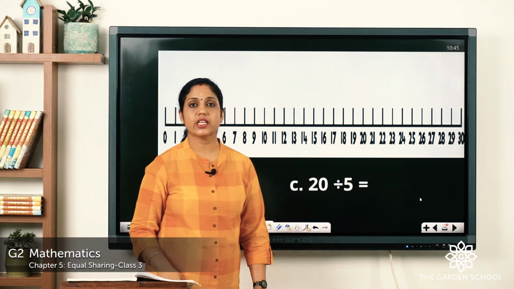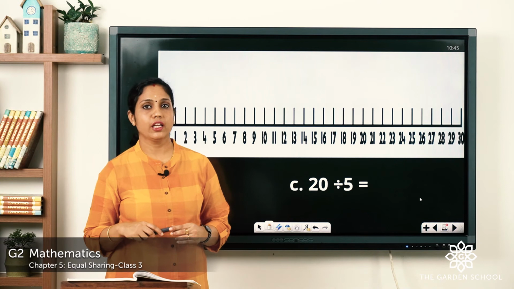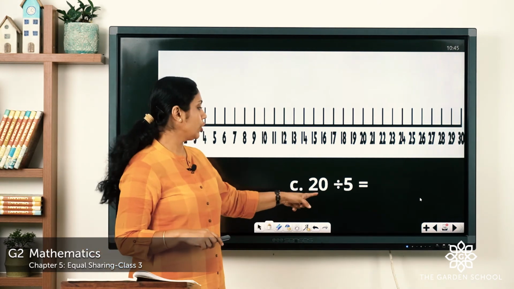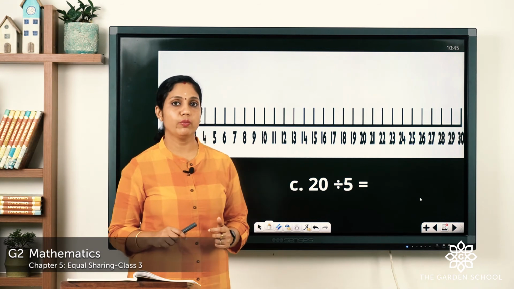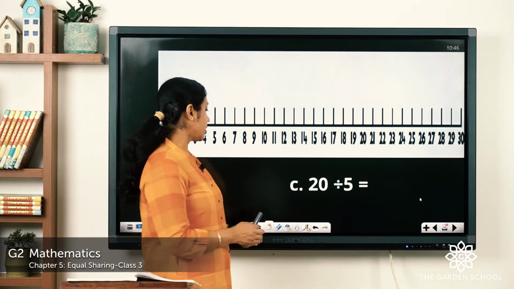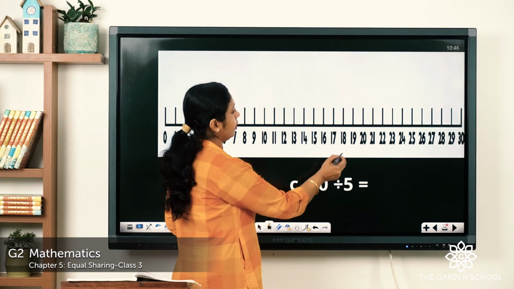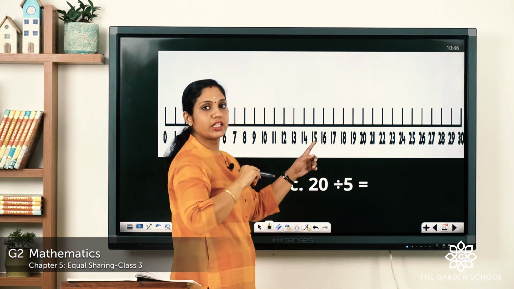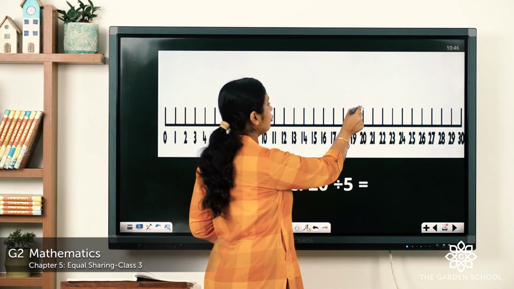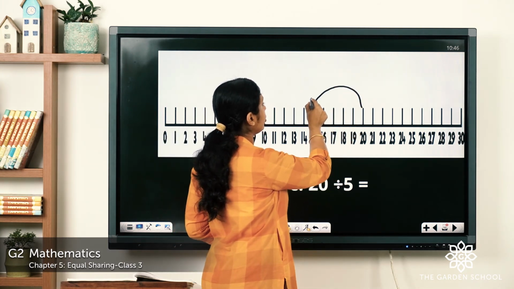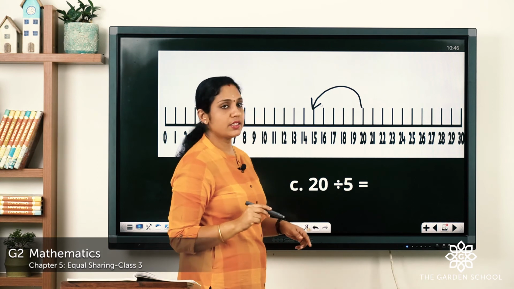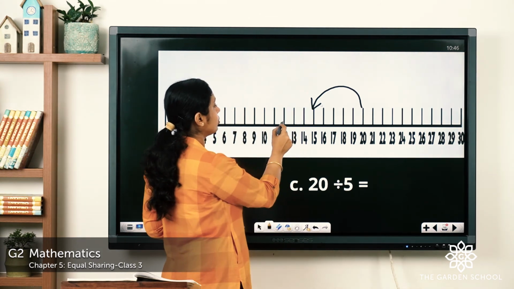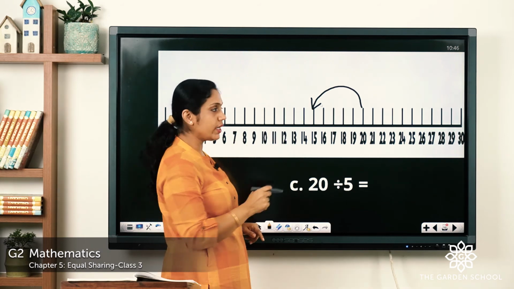Now the third question, 20 divided by 5. So where should we start from? We should start from the number 20, and how many numbers should we move backwards? 5 numbers. So starting from 20, 5 numbers back, 1, 2, 3, 4, 5, we reach the number 15. So from 20 to 15, you should draw a semicircle like this. Again from 15, move 5 numbers back. 1, 2, 3, 4, 5, you reach the number 10.